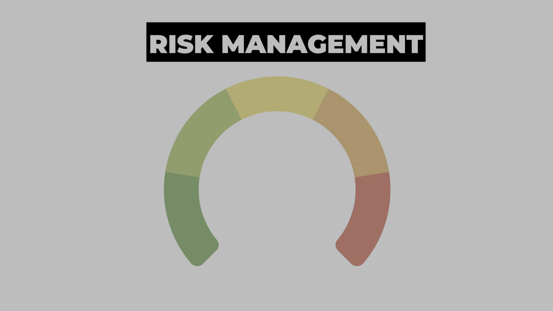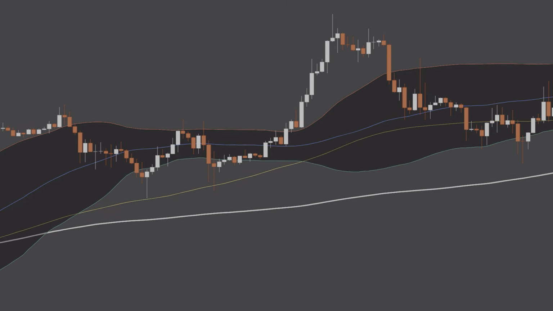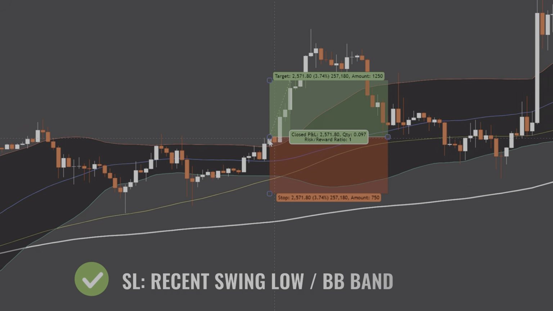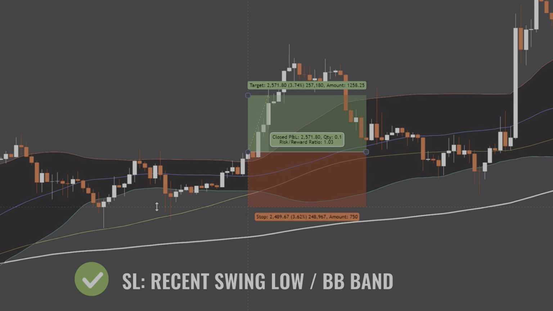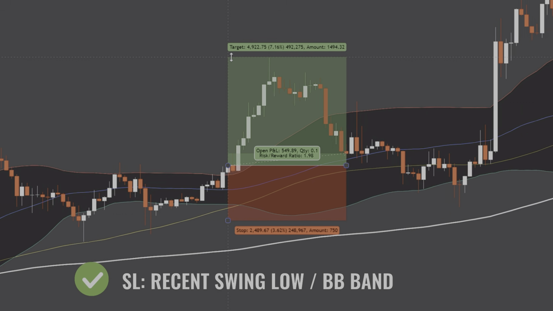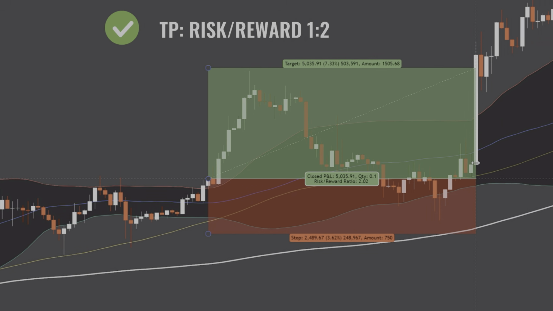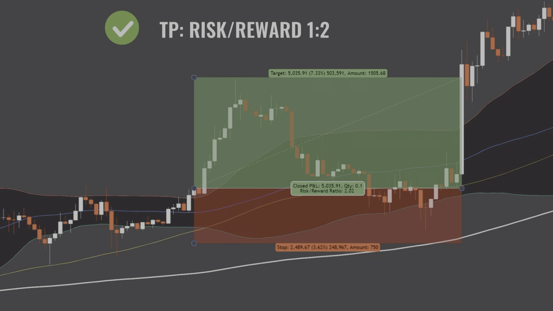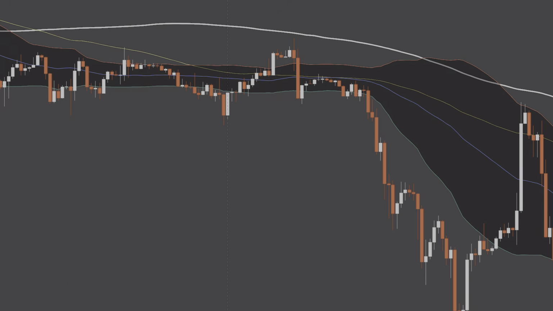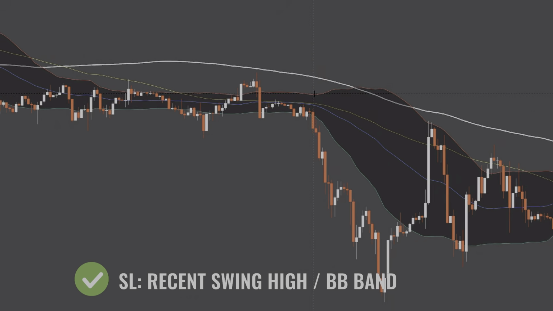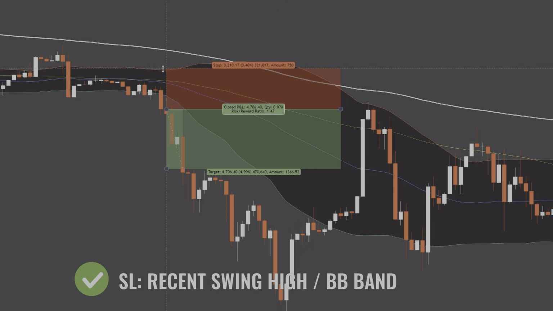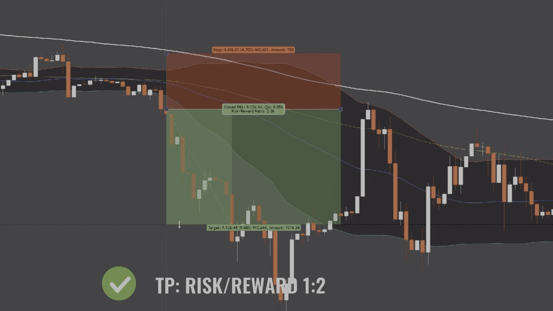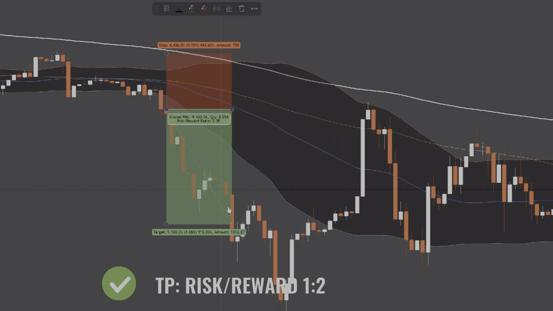But how do you protect your capital? For a buy trade, you anchor your stop loss decisively below a recent swing low or the lower Bollinger Band. For a sell trade, you lock it in above a recent swing high or the upper band. This strategy forces you to have a bulletproof plan before you ever risk $1.